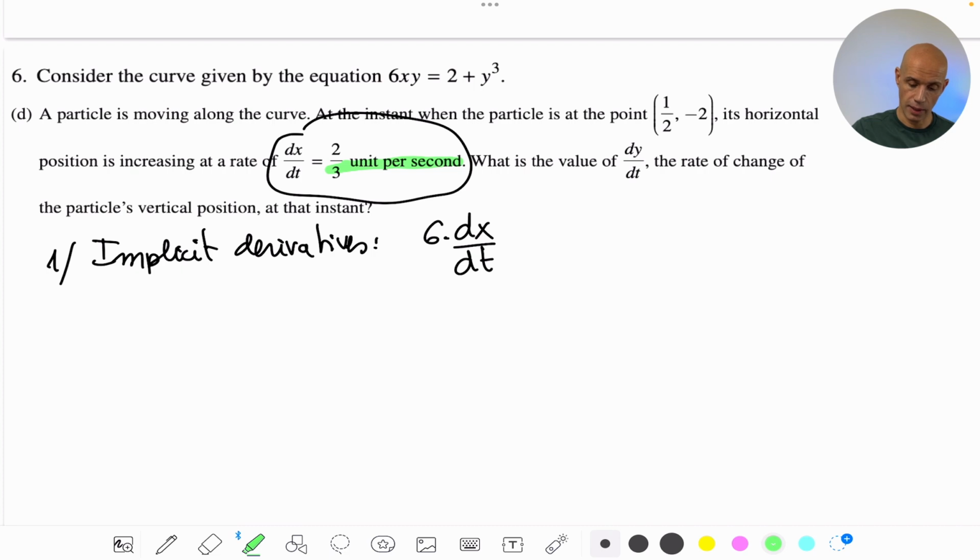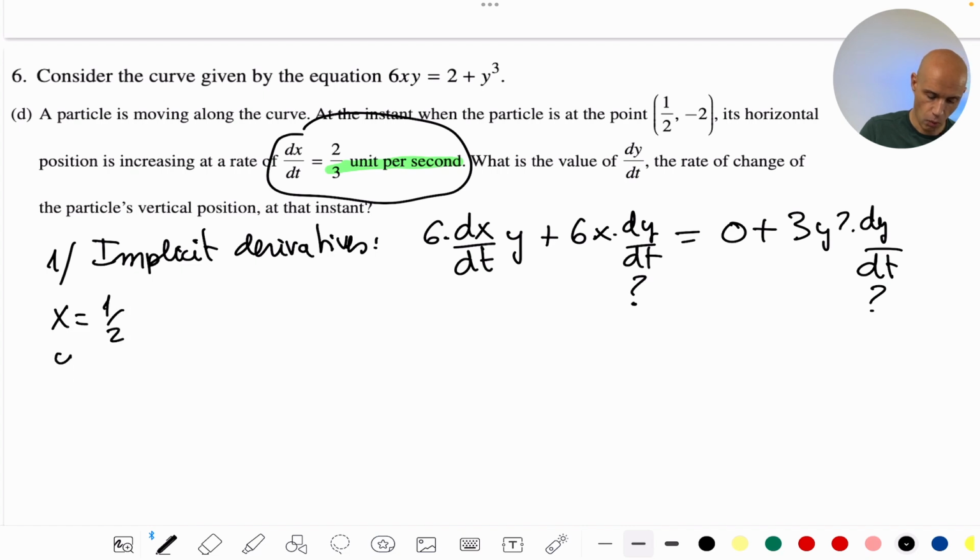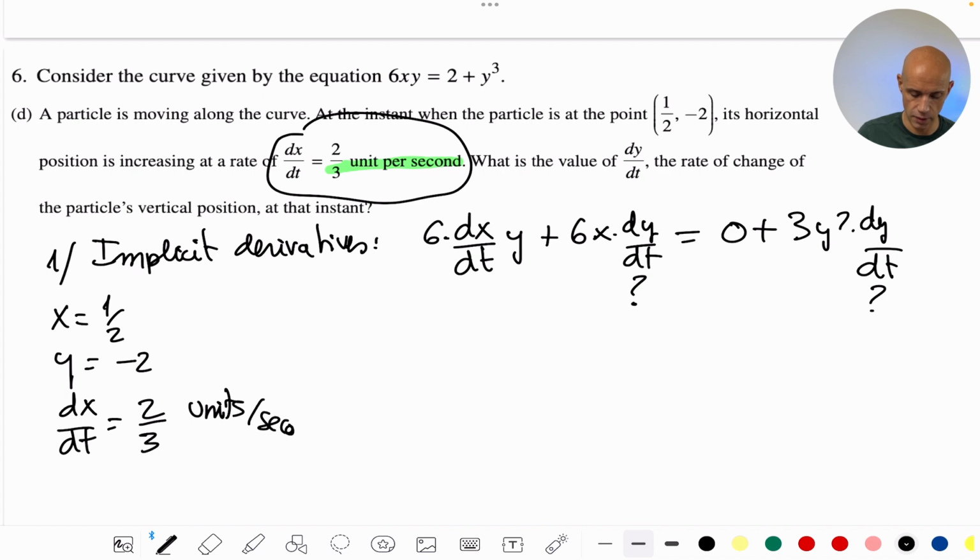So let's do that. We have this plus, and what we have is this, and then x, and then dy/dt. That's exactly what we are trying to find. And then on the other side is going to be this, also dy/dt. Now we have all the values. For instance, at the point where x is 1/2, y equals -2, and dx/dt, as you can see here, is 2/3 units per second. So don't forget that there is something here that has units.